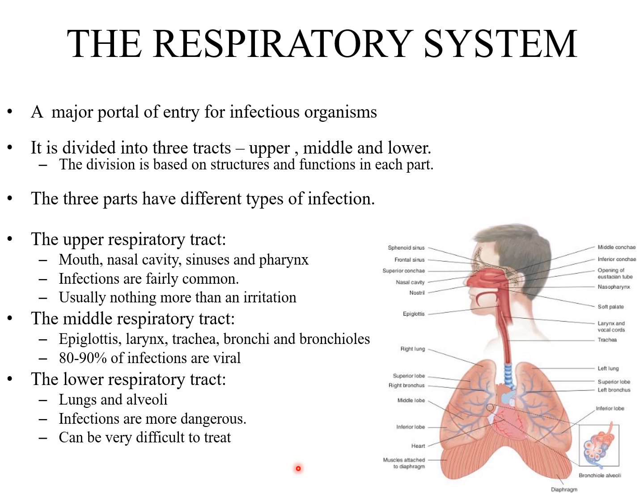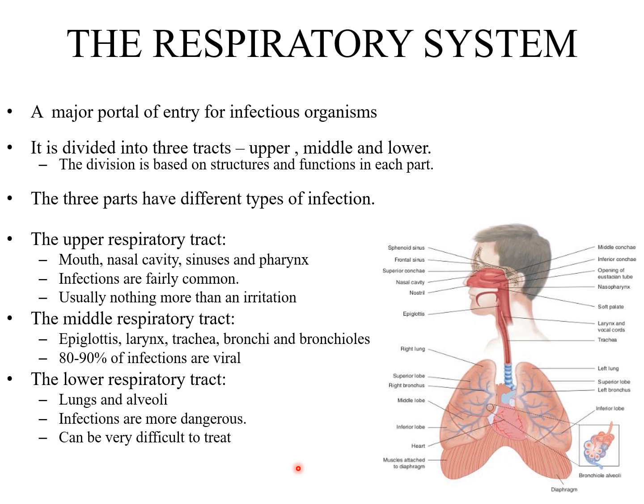The upper respiratory tract includes the mouth, nasal cavity, sinuses, and pharynx. Infections are fairly common in the upper respiratory tract, usually nothing more than an irritation. The middle respiratory tract includes the epiglottis, larynx, trachea, bronchi, and bronchioles, and most of the infections in the middle respiratory tract are caused by viruses.